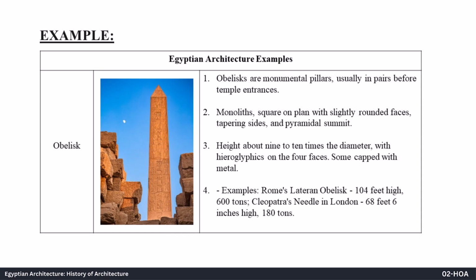Obelisk. Obelisks are monumental pillars, usually in pairs before temple entrances. Monoliths, square on plan with slightly rounded faces, tapering sides, and pyramidal summit. Height about 9 to 10 times the diameter, with hieroglyphics on the 4 faces. Some capped with metal. Examples are Rome's Lateran obelisk, 104 feet high and 600 tons, and Cleopatra's Needle in London, 68 feet 6 inches high and 180 tons.